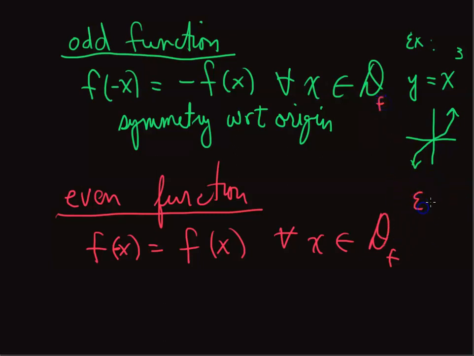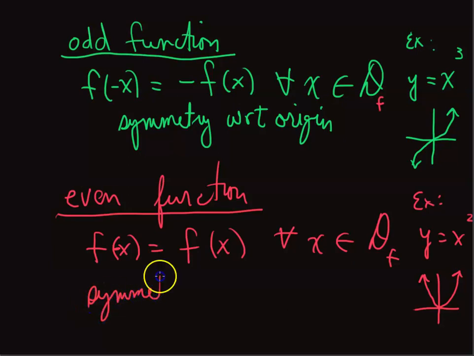The example for that uses an even number like 2, y equals x squared. Remember, y equals x squared is just a parabola centered at the origin, opening up. And if you put in an x, you get this value. If you put in a negative x, you get that same value. So that's why it doesn't matter whether it's positive or negative, you get the same value. This has symmetry with respect to the y-axis. Even functions.